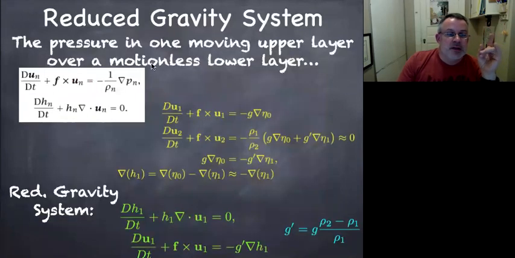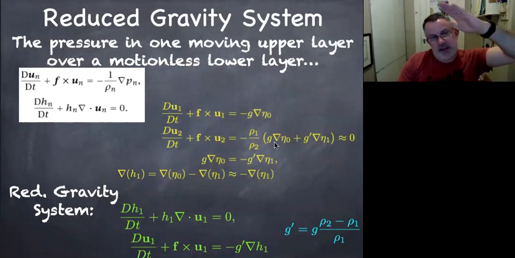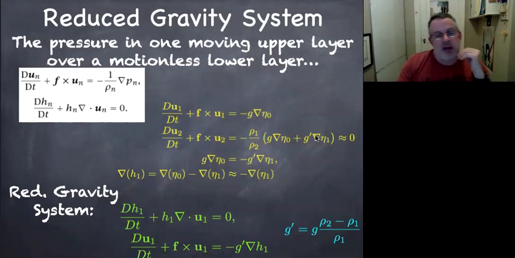Okay, so here's the reduced gravity system. So the pressure in one moving upper layer over a motionless lower layer, which is motionless because it has no horizontal pressure gradient, so the horizontal pressure gradient in the lower layer is 0. So here's the upper layer equation. Here's the lower layer equation, which is complicated because it depends on both interfaces, the surface and the interface between. But if we set this to 0, then we can simplify this relationship between those two surfaces and cancel out this one in favor of that one.